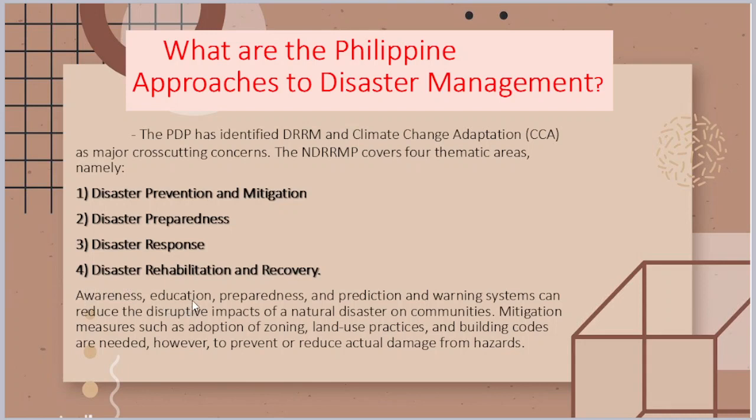So awareness, education, preparedness, and prediction and warning systems can reduce the disruptive impacts of a natural disaster on communities. So we can actually reduce the effect of natural disasters if we apply these four steps in managing disasters. Mitigation or reduction measures such as adoption of zoning, land use practices, and building codes are needed, however, to prevent or reduce actual damage from hazards. So we still need the support of the government agencies in doing these four steps.